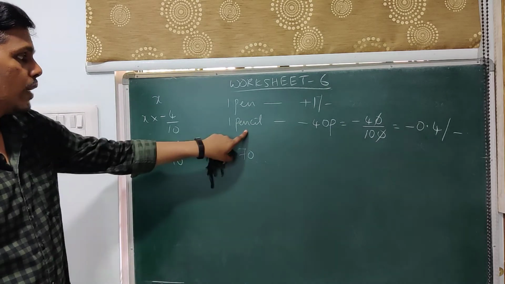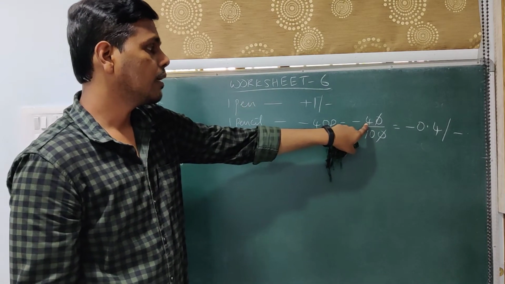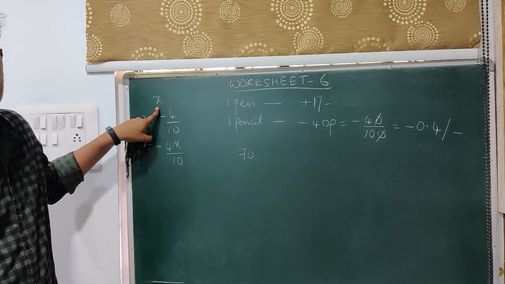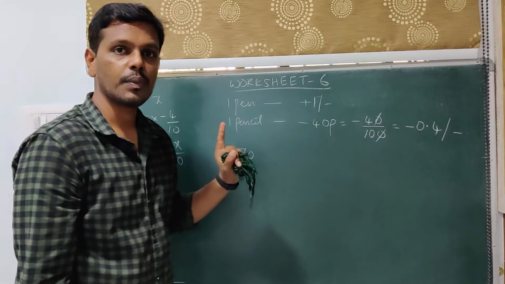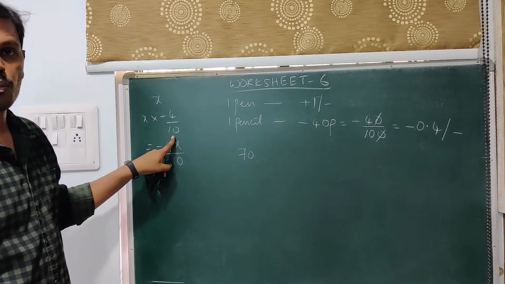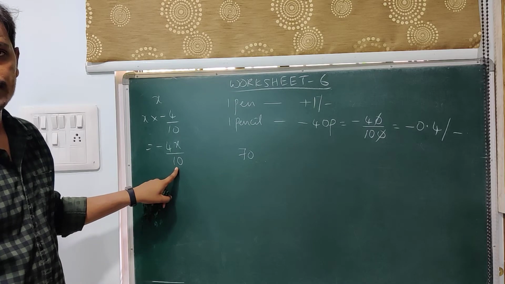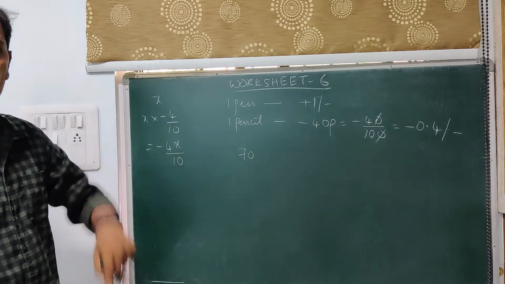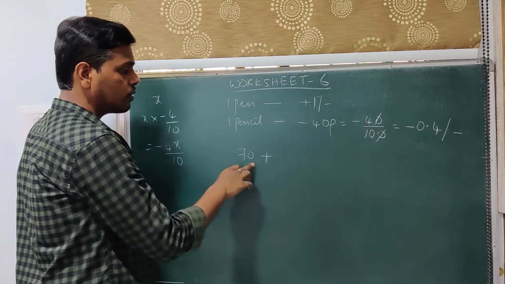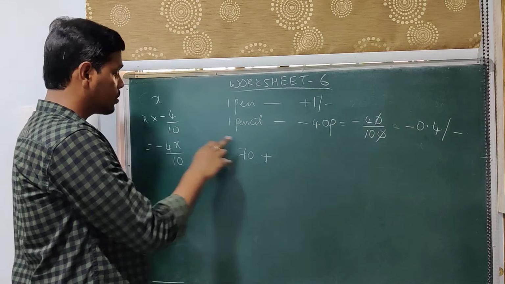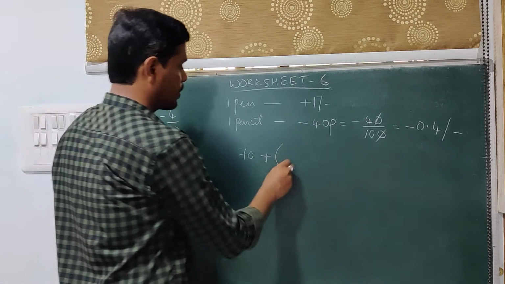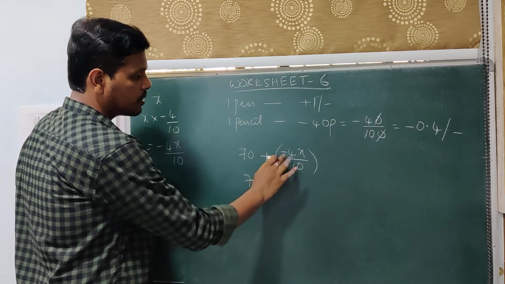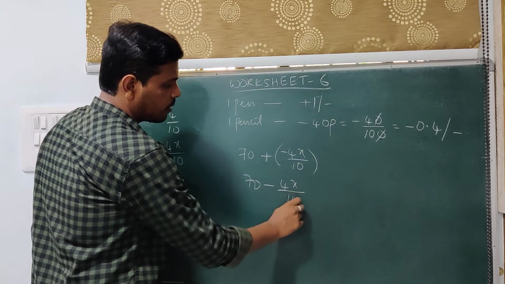I repeat it again. On 1 pencil, she is getting minus 4 by 10 rupees. I have assumed that she sold x pencils. X pencils, x into minus 4 by 10, which is minus 4x by 10. Now I am trying to calculate how much amount she got in selling both pens and pencils, which is the summation of the amount which she got on pens and also the amount which she got on pencils. This is 70, plus into minus is minus 4x by 10.